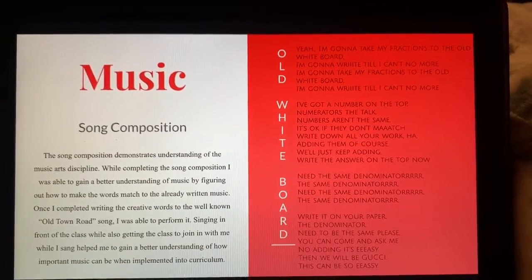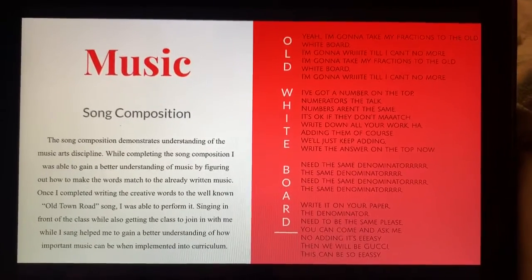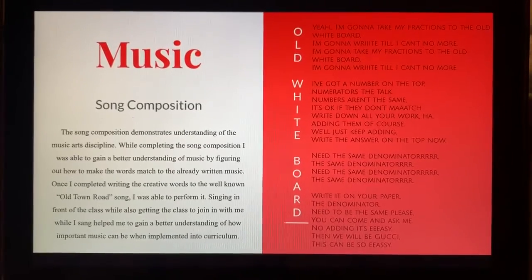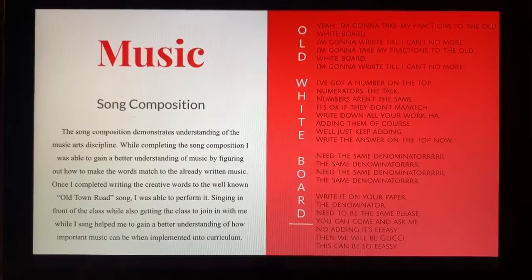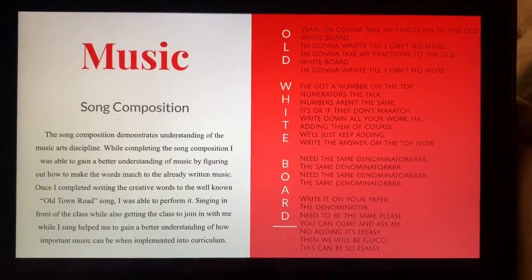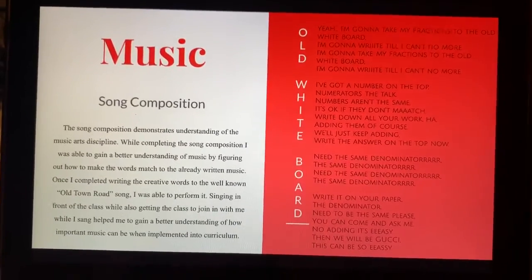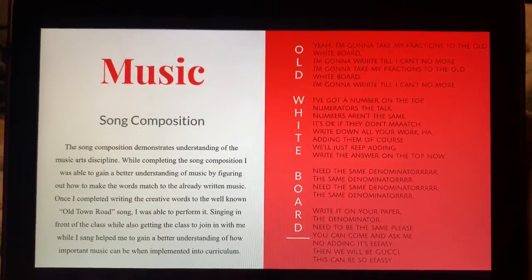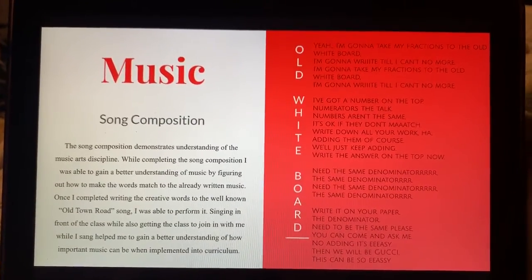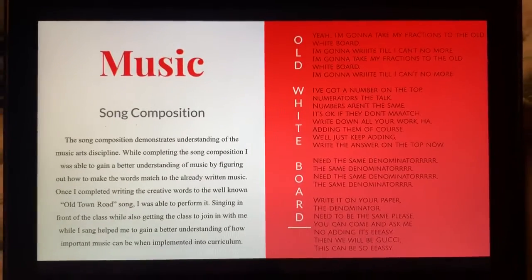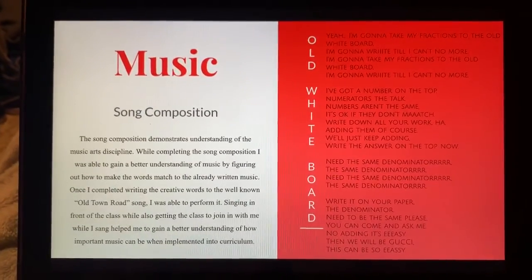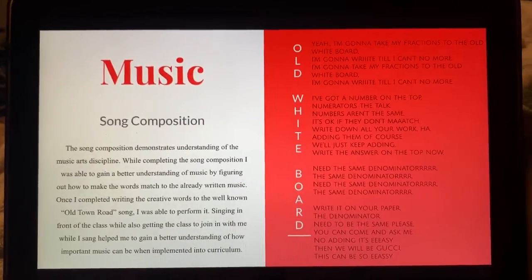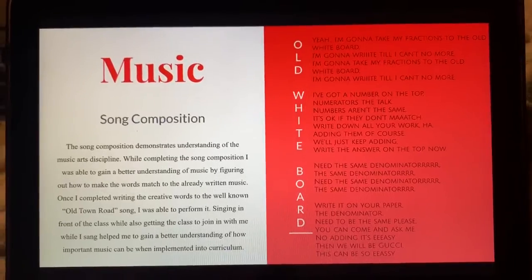Once I completed writing the creative words, I got to perform this to the class, and everyone sang along, which was also important in completing the music arts discipline, because not only was this something I understood on my own, but the whole class got to understand it together. And I think that implementing music into curriculum is very important as well, because it allows for students to have that creative outlet while also using this tool to help them memorize important things throughout the curriculum.